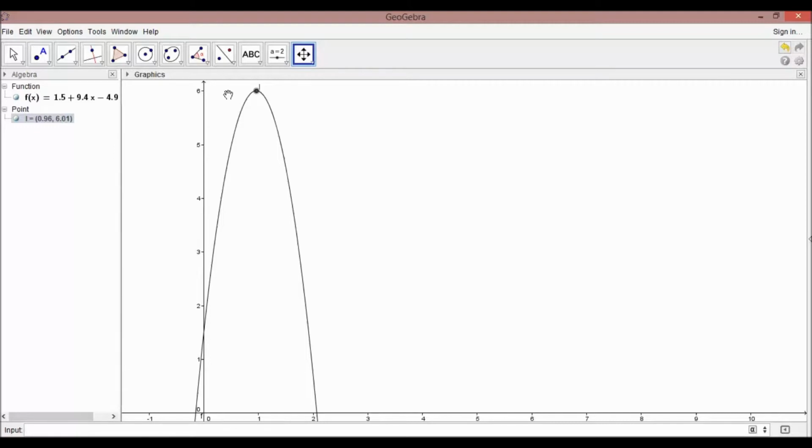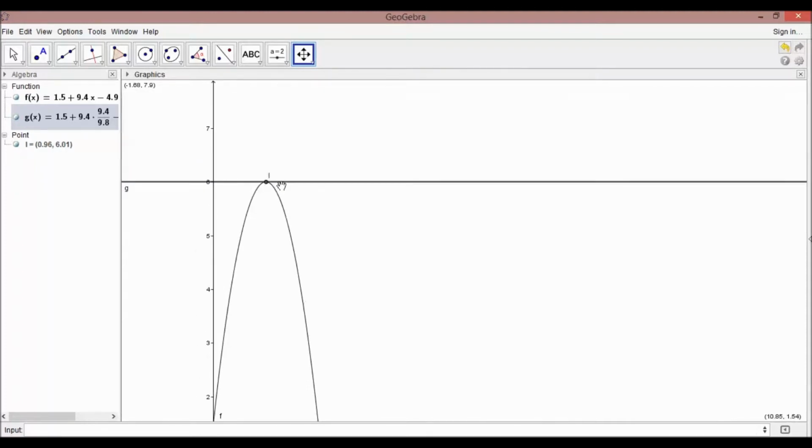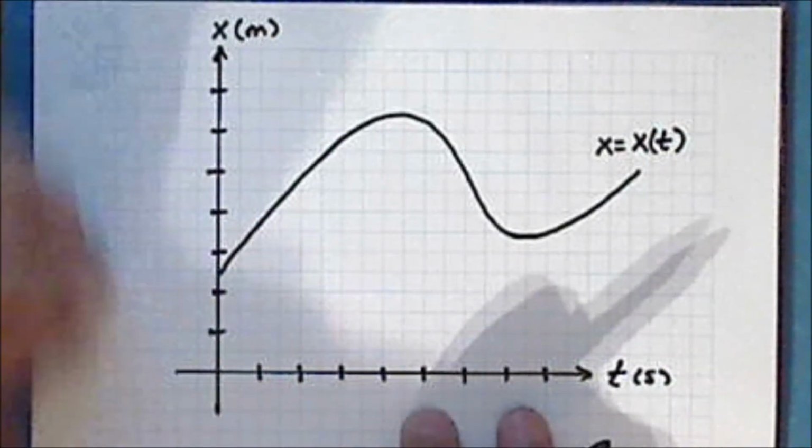And the line that is tangent to the curve at this point is the horizontal line of constant value f of 9.4 divided by 9.8. And notice that this is indeed a line of zero slope. The velocity at this point is 0, and this is the point at which the direction of the particle changes. So we can tell quite a lot from a position versus time graph.